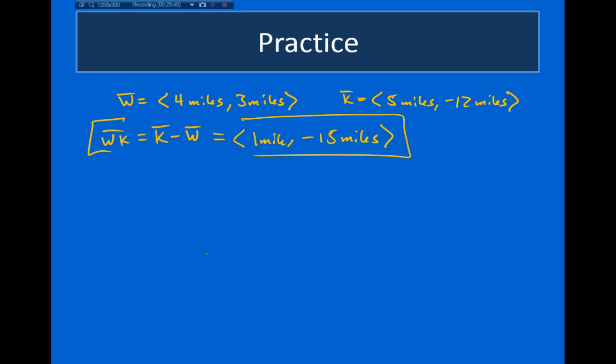So again, that's not too bad. The magnitude, the way we get that, we take the x component and square it, we add it to the y component squared, and then we square root the whole thing. So we have 1 mile squared plus minus 15 miles squared, and then we square root the entire thing. And this is going to be pretty much just 15 miles.